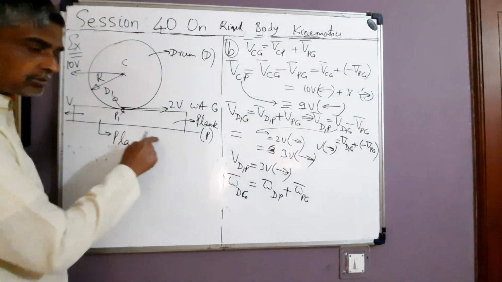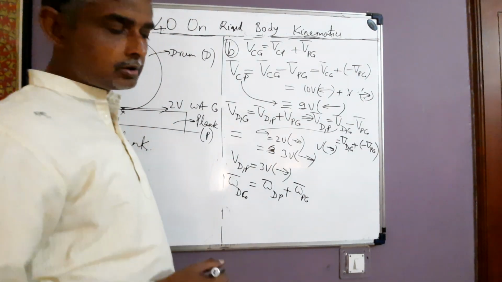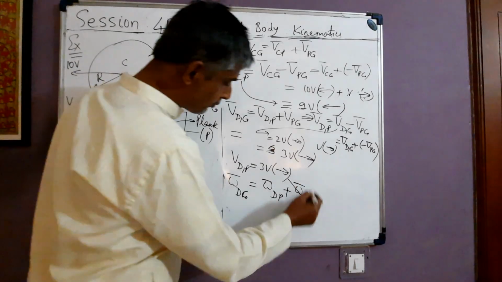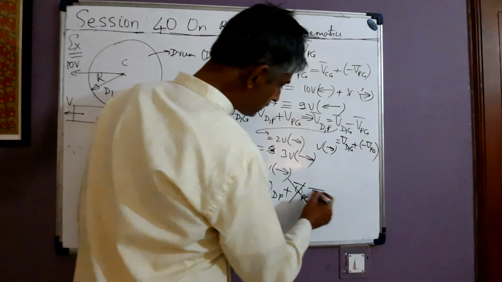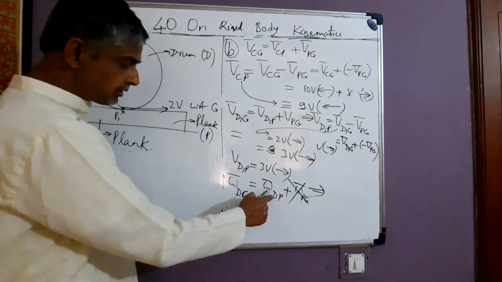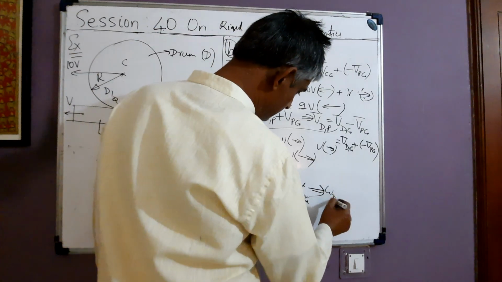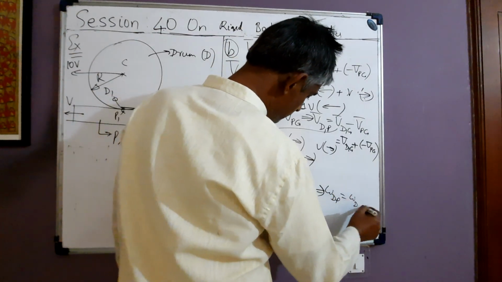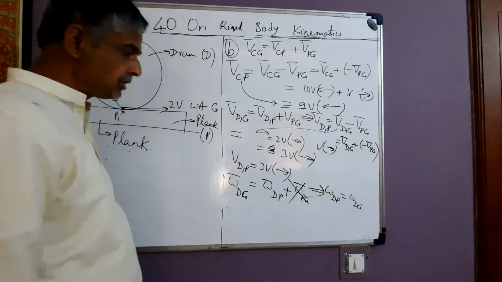But the plank translates with respect to ground. It has no rotation, so no angular velocity. So omega PG becomes 0. So omega DP, that is angular velocity of drum with respect to plank, is the same as angular velocity of drum with respect to ground, that is omega DG.